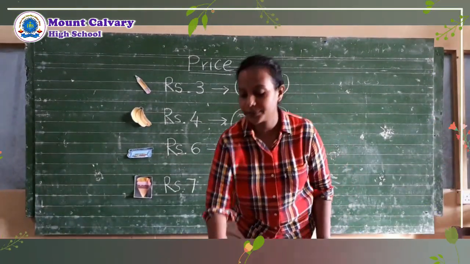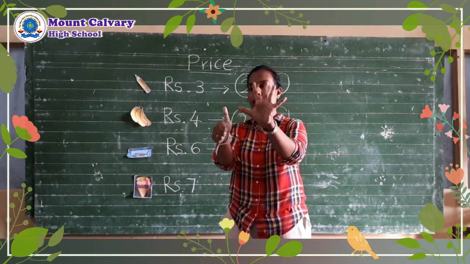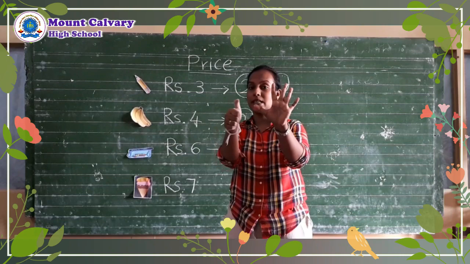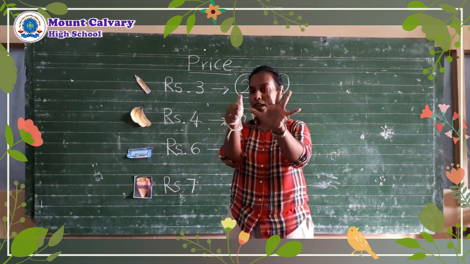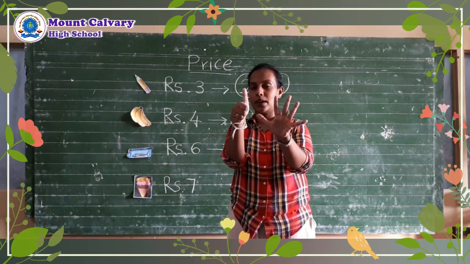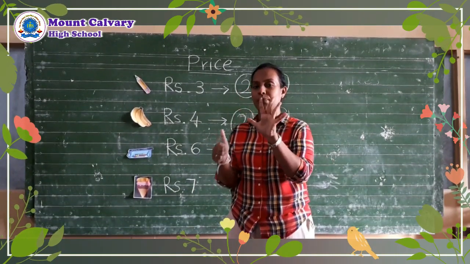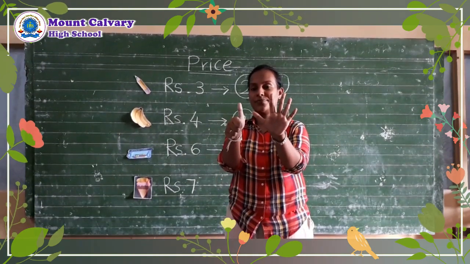Take 6 fingers, right? Now here, I have 1, 2, 3, 4, 5, 6. So from one finger, I represent 1 rupee. 1 rupee, 1 rupee, 1 rupee, 1 rupee, 1 rupee, 1 rupee. That means I have 6, right?